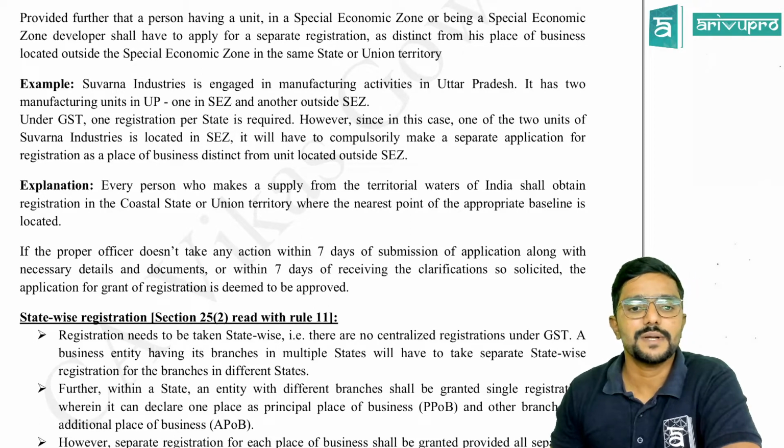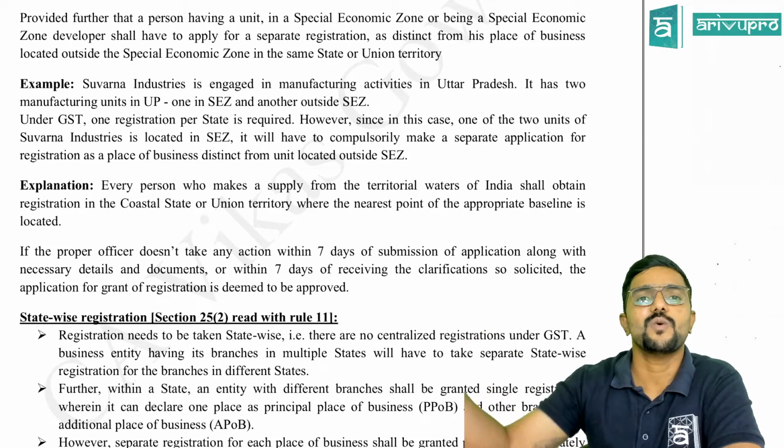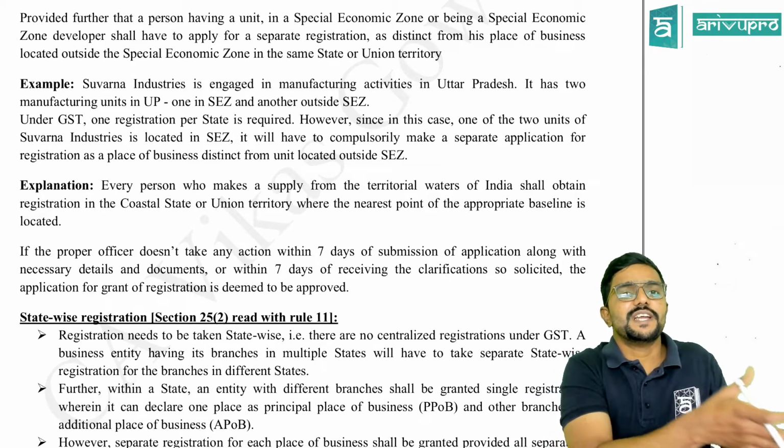Explanation. Every person who makes a supply from territorial waters of India shall obtain registration in the coastal state or union territory where the nearest point of appropriate baseline is located. Whereas means if you are supplying anything on the waters, then wherever the nearest baseline is there. So which state or union territory?